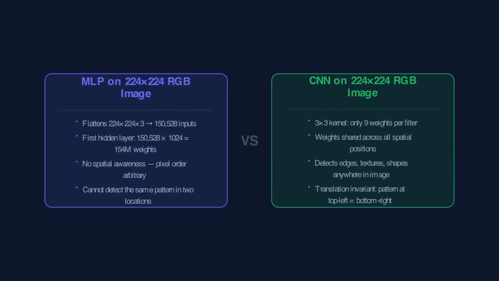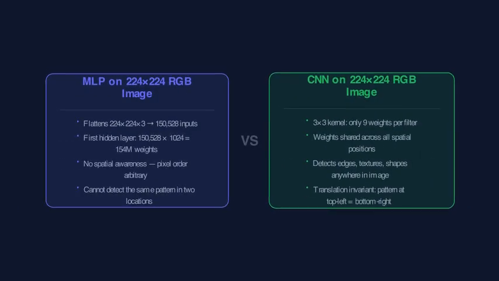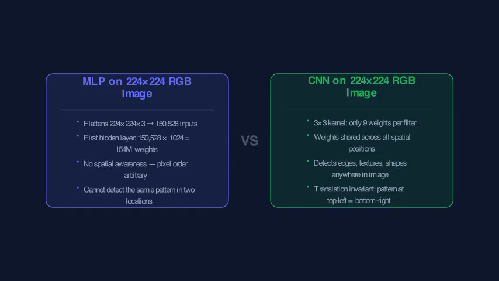A standard MLP treats an image as a flat list of pixels. A 224 by 224 RGB image has over 150,000 inputs, and the first hidden layer alone would need 154 million weights. CNNs solve this with parameter sharing. A single 3 by 3 kernel scans every position of the image using the same 9 weights, detecting the same feature anywhere it appears. This is translation invariance, and it's the key insight.